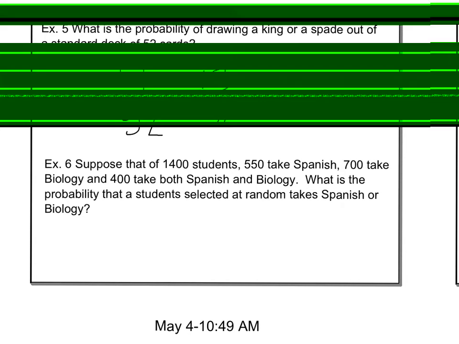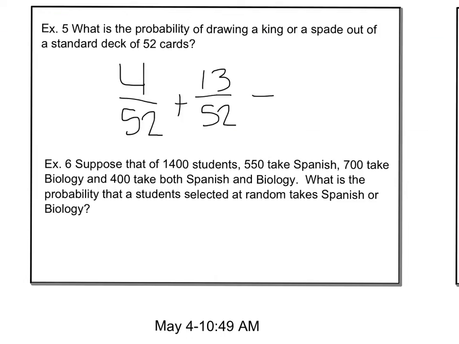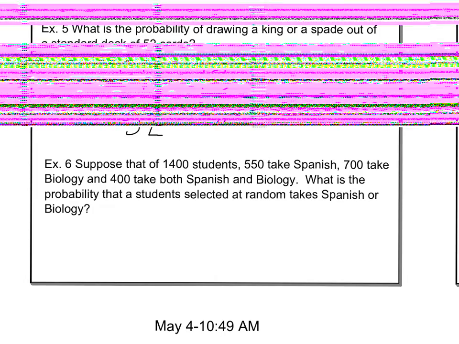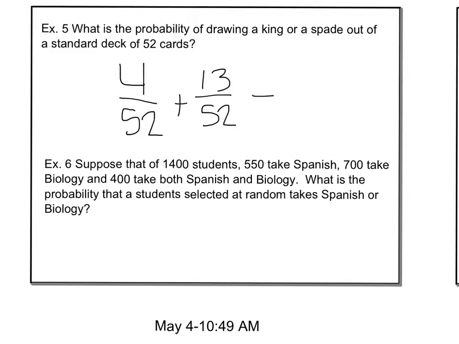I then have to subtract the probability of getting the king of spades, because you see, I double counted. I first counted the king of spades out of the 4 out of 52, and I counted the king of spades out of the 13 out of 52 because there was a spade there. So I have to subtract 1 out of 52 because there is only 1 king of spades in a deck of 52, which gives me a total of 4 out of 13. The probability of drawing a king or a spade in a deck of 52 cards is 4/13.